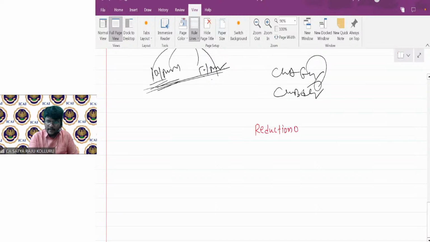Reduction of share capital. Okay, so all of you with me? So many students have already slept.